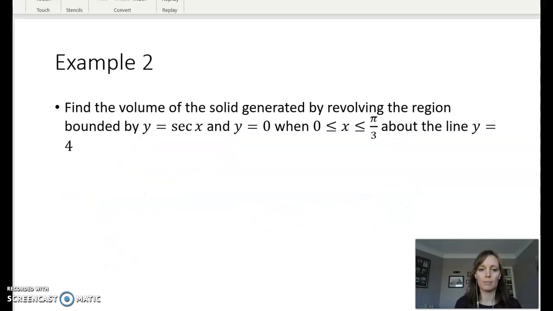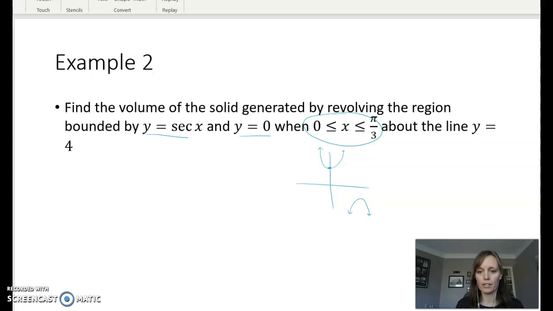Let's take a look at example 2. Example 2, we've got a region bounded by y equals secant of x and y equals 0. We're only looking on the interval from 0 to pi over 3. And we're revolving this around the line y equals 4. So that's important. If you remember from pre-cal, secant of x, which is the reciprocal of cosine, has a shape like this.